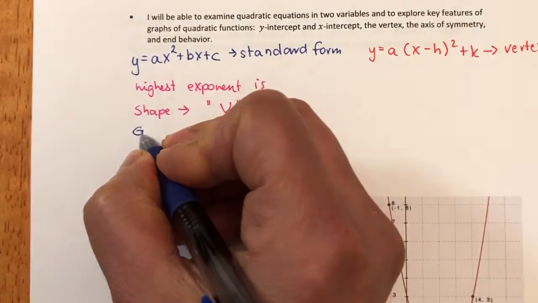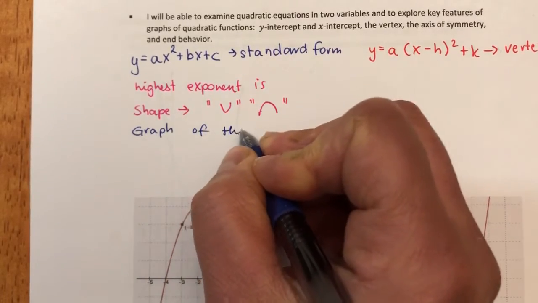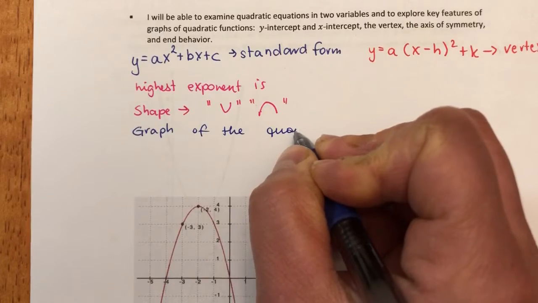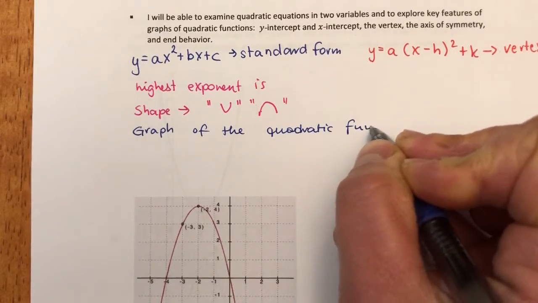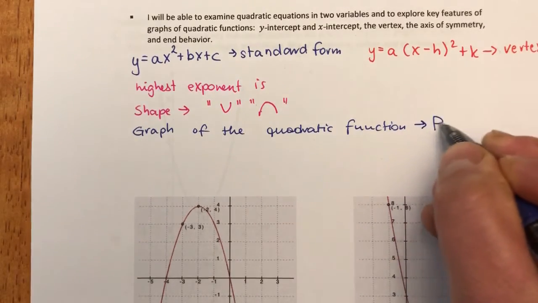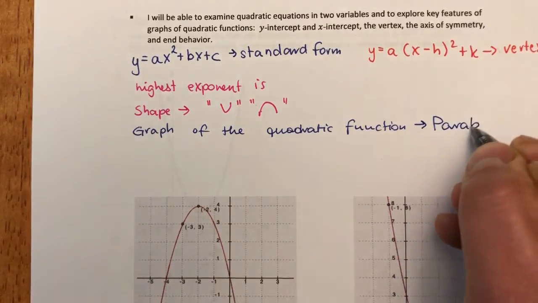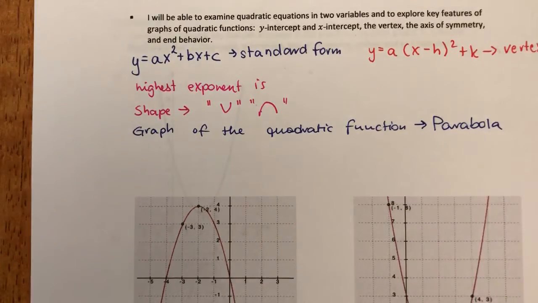The graph of the quadratic function is called a parabola. It's a very interesting word. So every time I say, in this parabola, that means in this graph of the quadratic function.